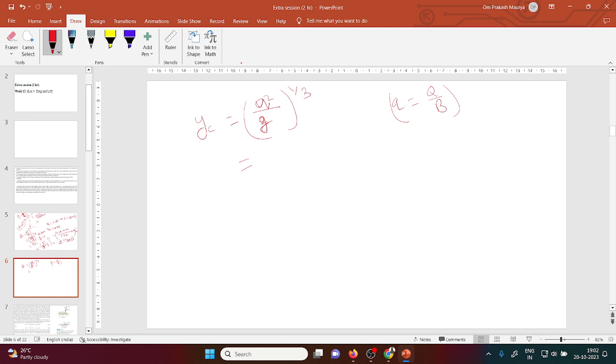So in the question, what is given? Follow the yc question. Your question is given Q, that is 7.5, and B is given 5. You will get 1.5. You got the q, right? So 1.5 square divided by 9.81, whole to the power 1 by 3. How much will you get?